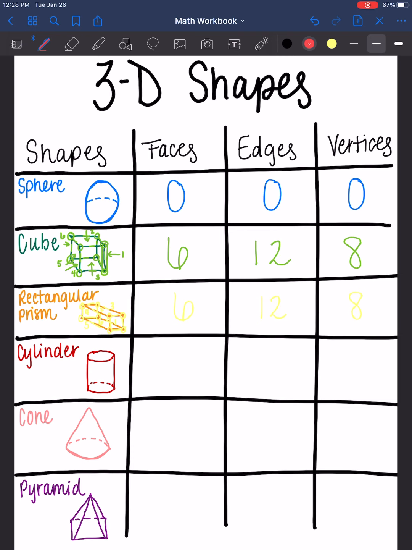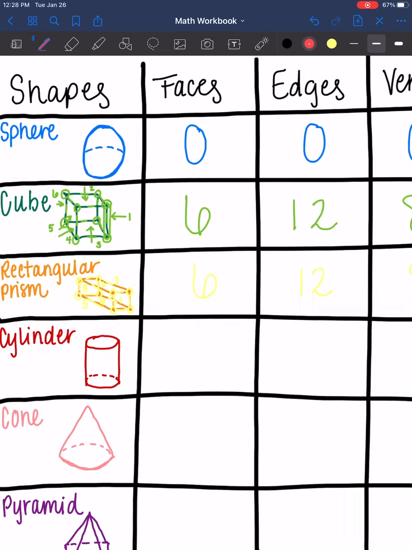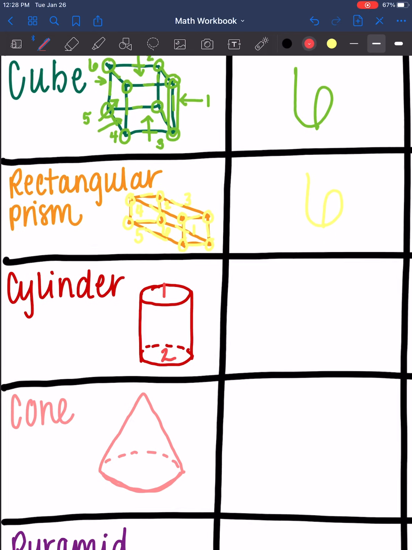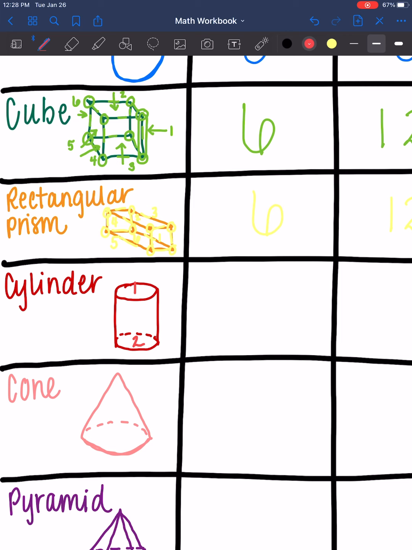Now let's go ahead and look at the cylinder. Now the cylinder, you have to imagine it as like a can of soup. You have the top and the bottom, which would be the 2 faces because we see 2 circles. However, the cylinder part of it, the oblong shape, that's not a part of the face because it goes all the way around. So imagine you're looking at that can of soup.